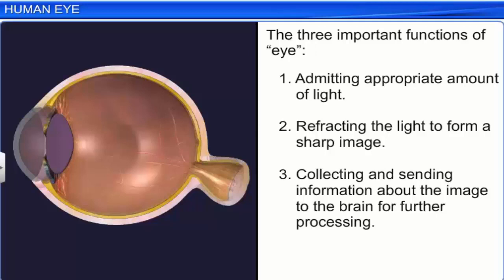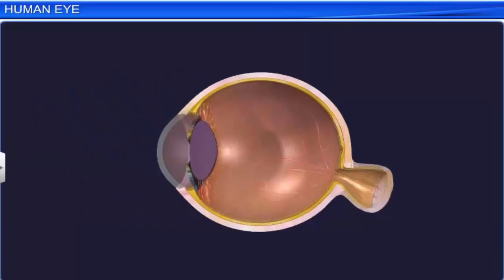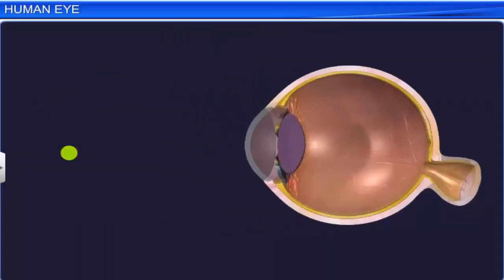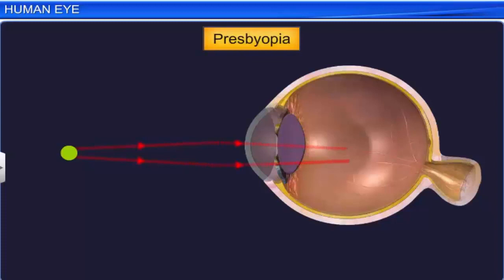Now let us discuss some common optical defects in the human eye. The most common defect of the human eye that is found in aged persons is presbyopia. The ability to focus on near objects diminishes with age. This is known as presbyopia. The near point changes with age. For a 10-year-old boy with good health, the near point may be about 7 to 8 cm.